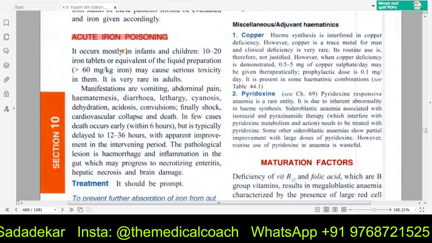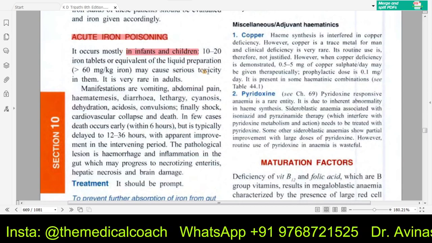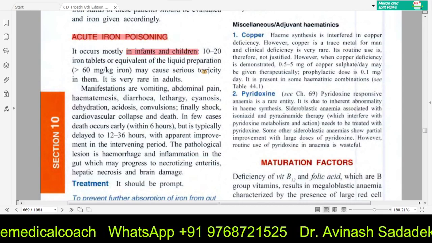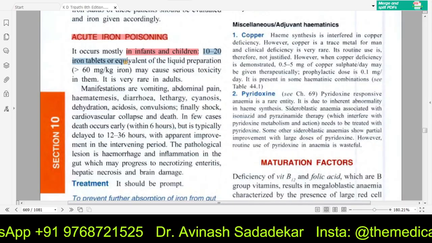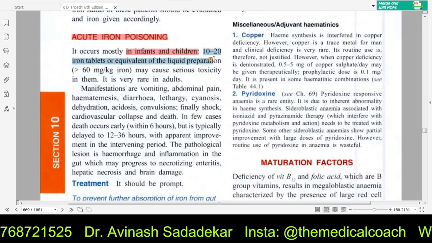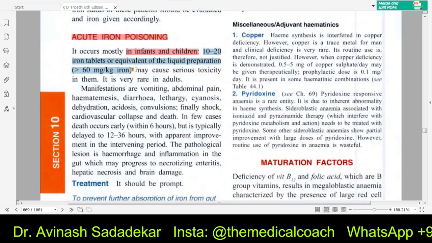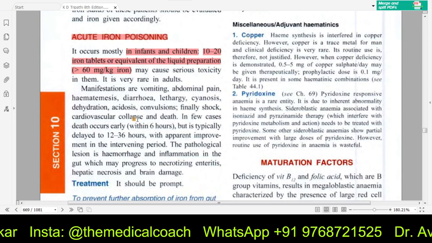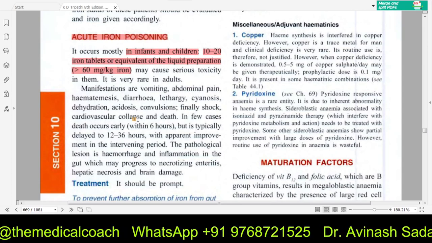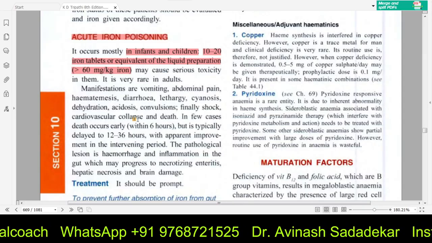This occurs mostly in infants and children. The reason being, these tablets are so beautiful looking, beautiful red in color. 10 to 20 iron tablets or equal amounts of liquid preparation, that is more than 60 mg per kg of iron, will cause toxicity. Adults will not eat so much iron, so it's rare.